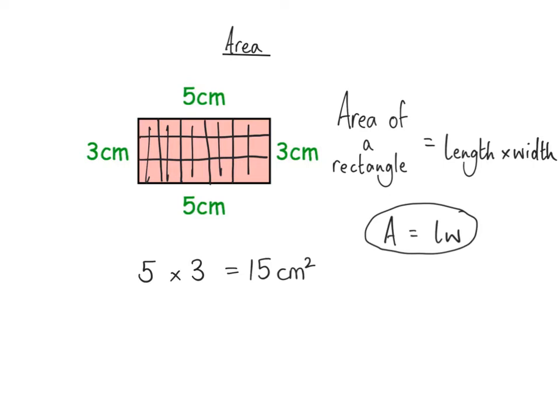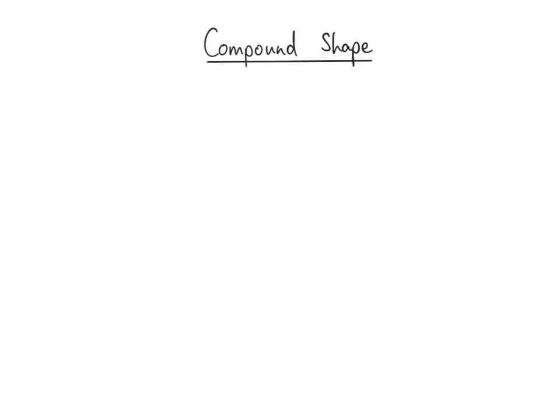Today what we're going to do is look at shapes that are made up of more than one rectangle. So it's not a shape like a rectangle, a parallelogram, a trapezium. It's something called a compound shape. Now, the word compound you've probably heard in science. A compound is something that's made up of other things. Okay, so a compound shape is made up of more than one shape.